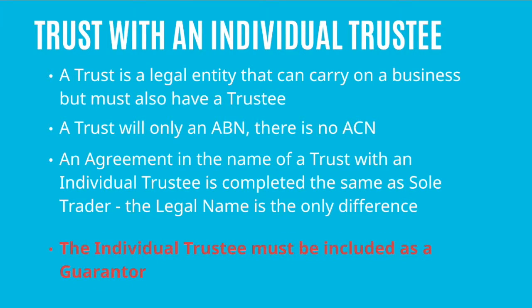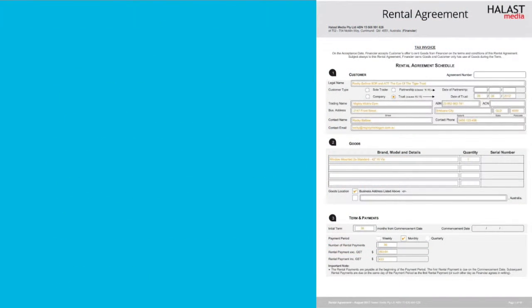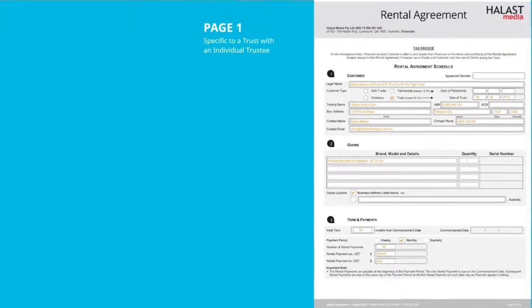And the individual trustee must be included as a guarantor, in the same way that you would include the individual if it were an application for a sole trader. So let's now go through the agreement and see how to correctly complete as an individual of a trust.